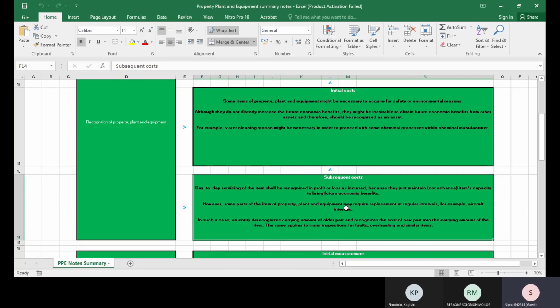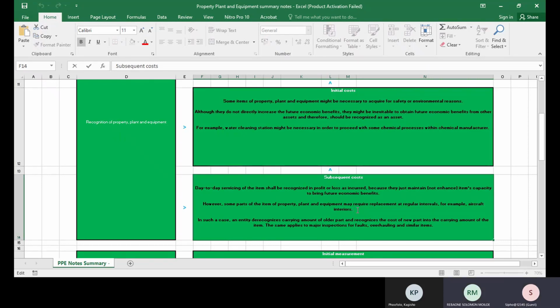In fact, the next example talks about the aircraft. They are saying, however, some parts of the item of property, plant, and equipment might require replacement at regular intervals. For example, aircraft interiors. So that you can capitalize because the cost might be significant. By significant, different entities might use their own measure, but I mean more than 50%. To me, it's significant.